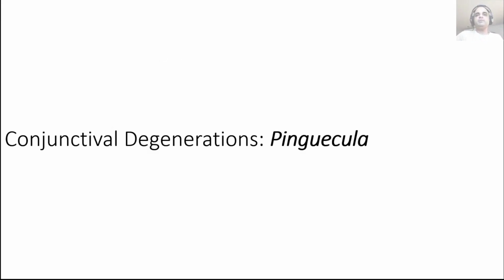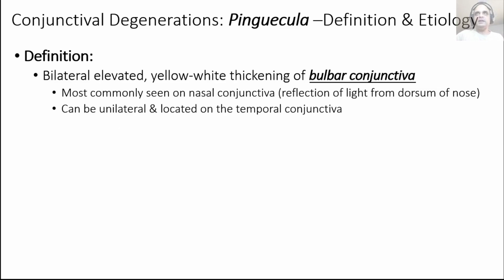We'll start off by talking about a pinguecula first, and a pinguecula is defined as a bilateral elevated yellow-white thickening of the bulbar conjunctiva. It is most commonly seen on the nasal conjunctiva, and that's because the side of the nose, the dorsum of the nose, acts like a mirror and reflects light onto the nasal conjunctiva. Since both pterygium and pinguecula are associated with exposure to outdoors and UV light, it's that light being reflected onto the nasal conjunctiva that causes this type of degeneration.